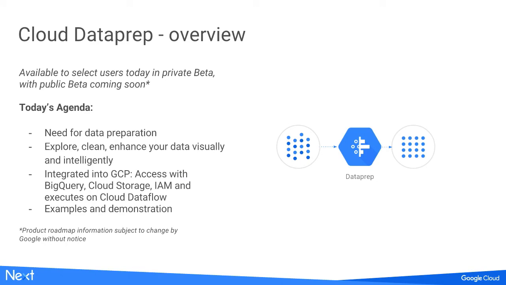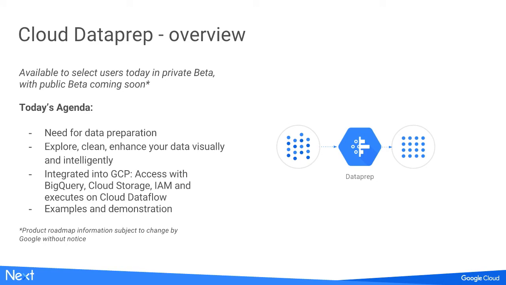So Cloud Data Prep, as you may have heard, is an intelligent, visual, and serverless data preparation interface that runs on Google Cloud's data services. A quick overview of what we're going to cover today, and maybe to recap the announcement. It is available today in private beta, which means to select users. And then we plan in the coming weeks, or months, I don't want to promise anything or get your expectations set, for this to be available publicly in a public beta.